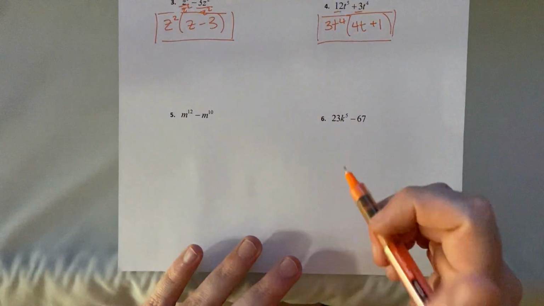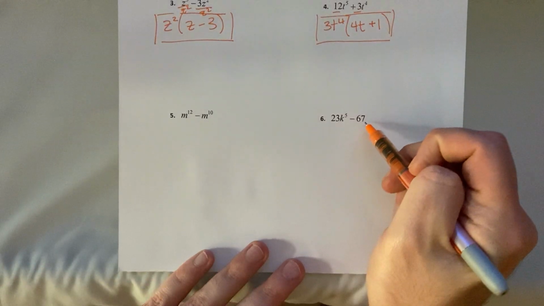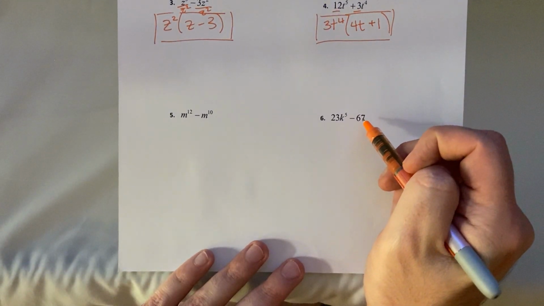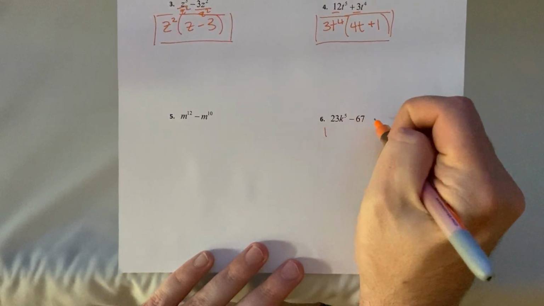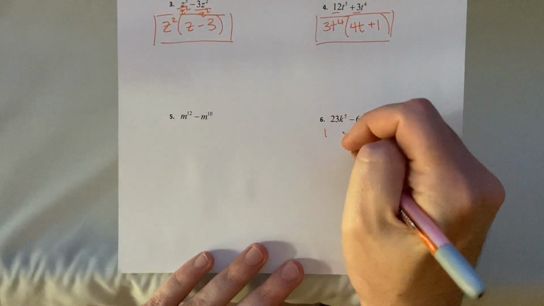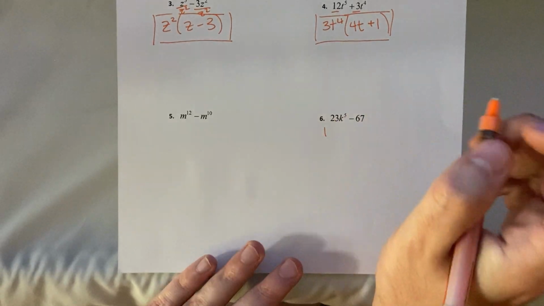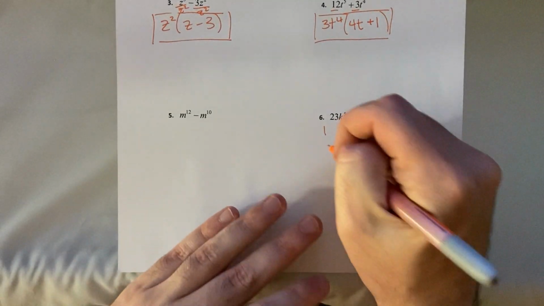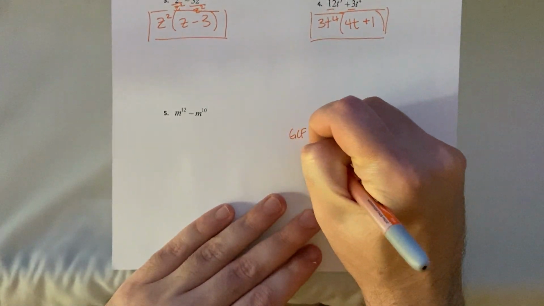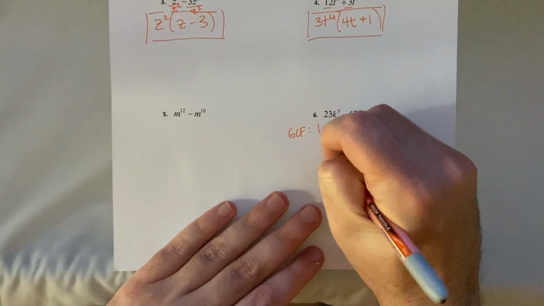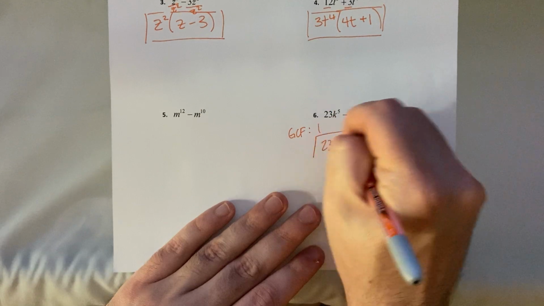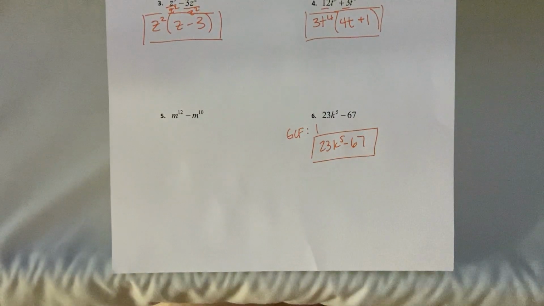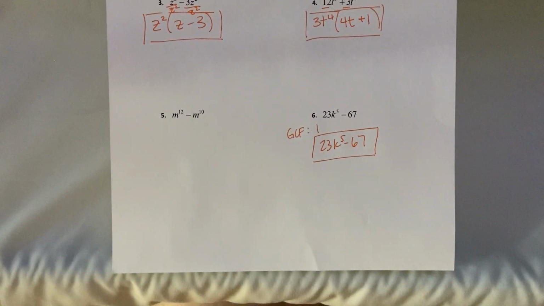Let's talk about number 6. What do 23 and 67 share? They don't share any numbers, so it's just a 1. K to the 5th, and there's no k's here, so the greatest common factor is 1. You don't factor 1 out, so if you think the greatest common factor is 1, that means there is no greatest common factor, in its most factored form for now. It's 23k to the 5th minus 67 if it's a binomial. So it's already in its factored form.